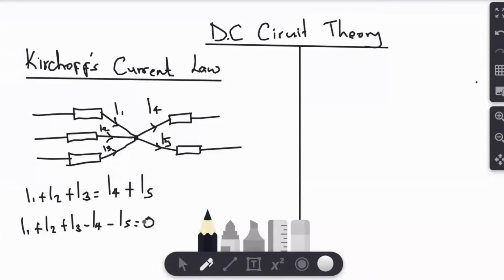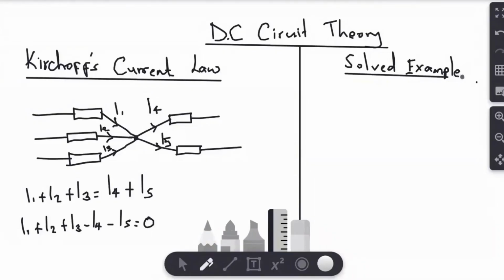How do you know the direction of the flow of current? We said that I1, I2, and I3 are flowing towards the junction. The junction is the dot at the center where all the currents meet. And you can see the arrows in I1, I2, and I3 are pointing towards the junction, whereas the arrows in I4 and I5 are pointing away from the junction. So the direction of the arrow indicates the direction of the flow of currents.